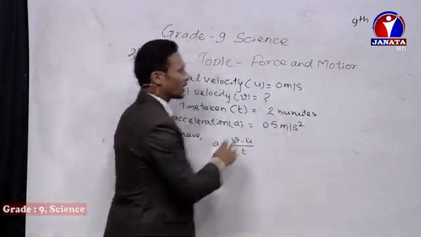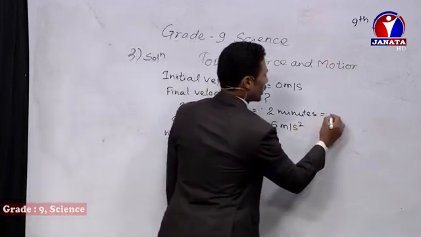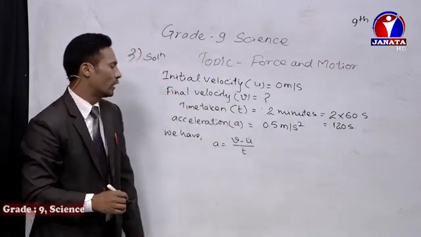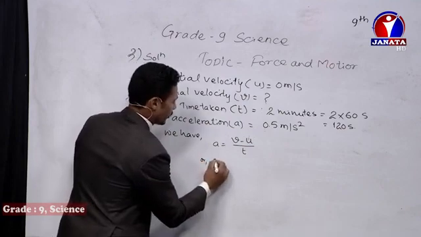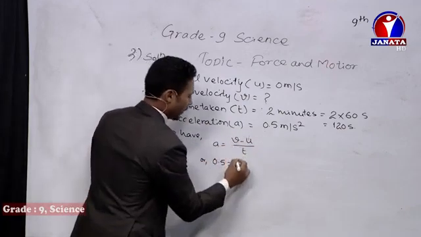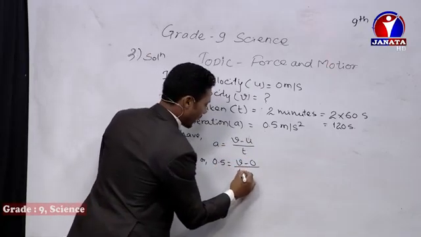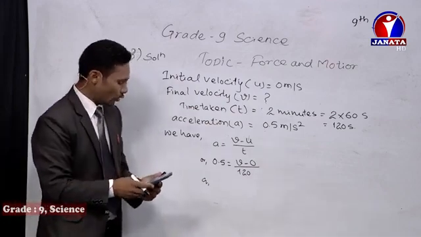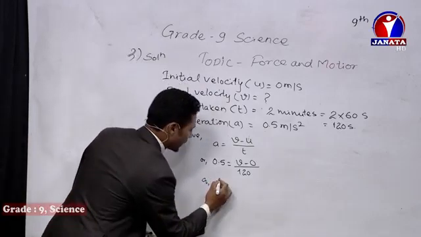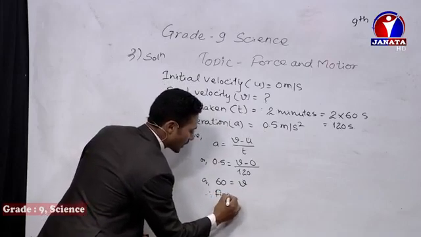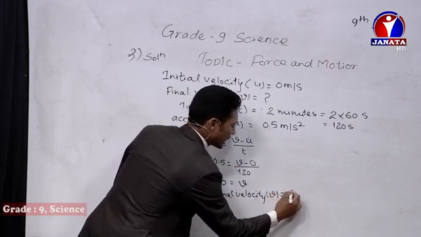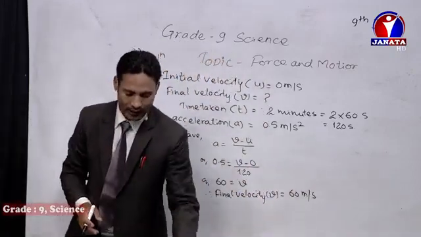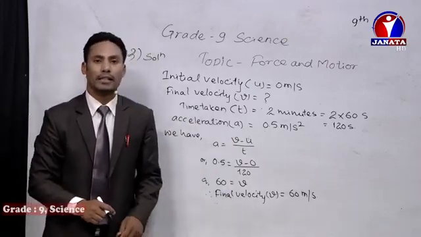Here 2 minutes is given, which is not the SI system of unit. That's why we need to change this into the SI system of unit. That is 2 into 60, now it is seconds, that is 120 seconds. So let's calculate. The formula is the same, a equals to v minus u by t, right? Acceleration we have 0.5. Final velocity v we need to calculate. Initial velocity is given 0. Time is given 120 seconds. So 120 into 0.5 gives 60. So 60 equals to v. Therefore final velocity v equals to 60. What is the unit? It is meter per second. So the final velocity is 60 meter per second. By this method we can solve the numerical problems related to acceleration.